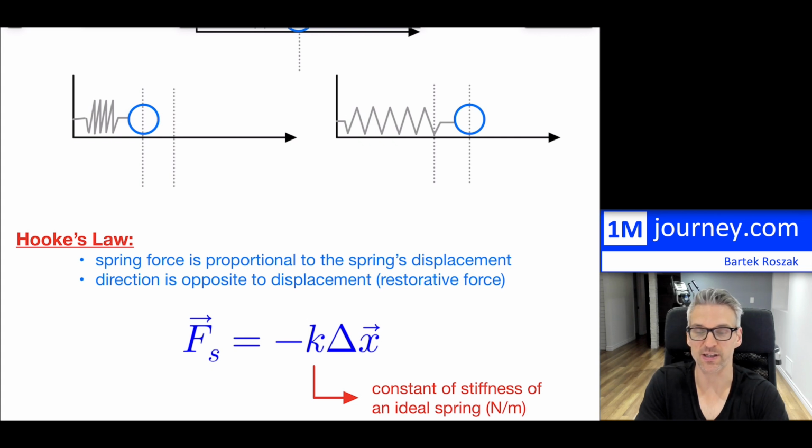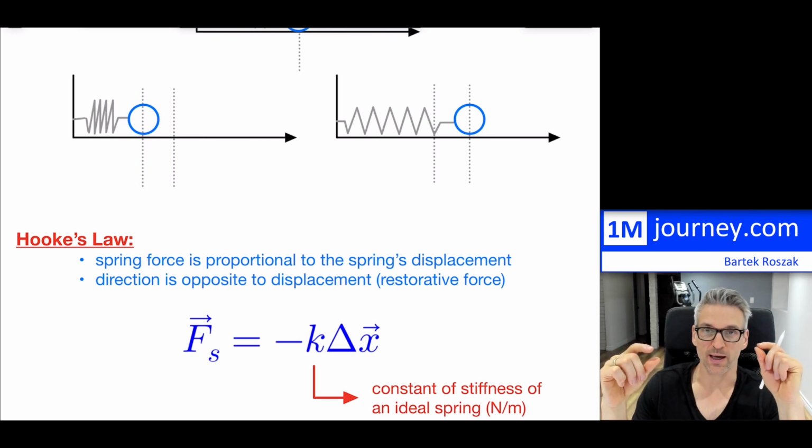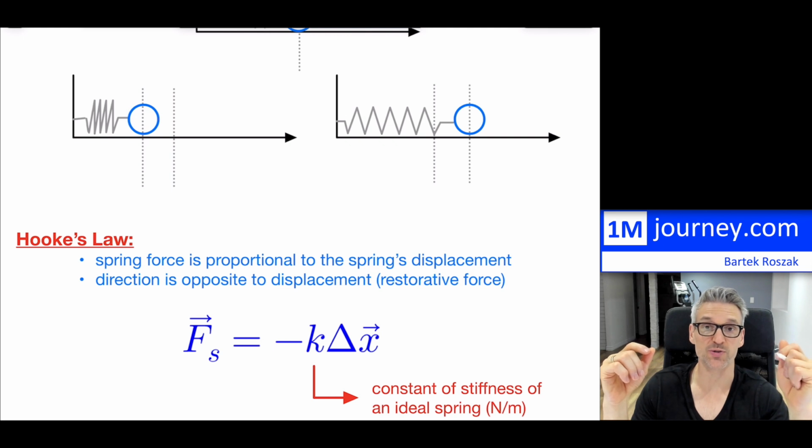The definition of Hooke's law in terms of a formula is that the force in the spring is equal to negative K delta X. The negative is a restorative force that we have. The K is a constant that is dependent on the spring, so how the spring is made. And delta X is the displacement. It's technically like a delta D, but we'll use X.